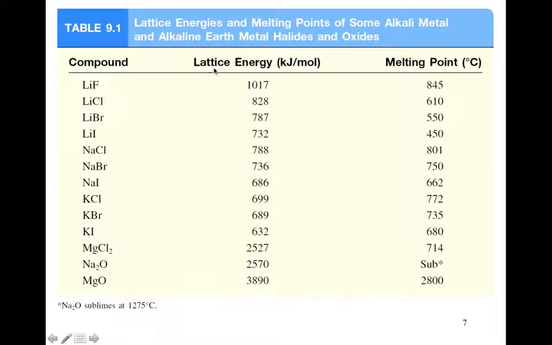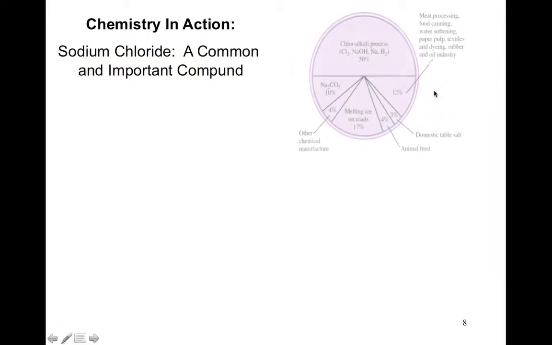Here's a table that's kind of sort of useful. Lattice energy of a bunch of different compounds. You can tell that they're all ionic, and then what their lattice energy is, and then how it's going to relate to their melting point.